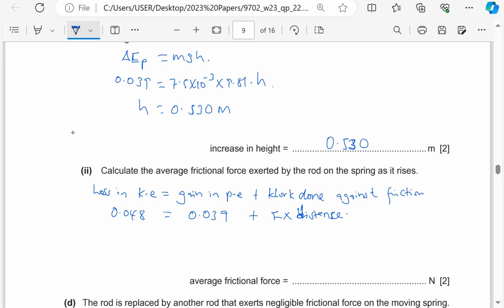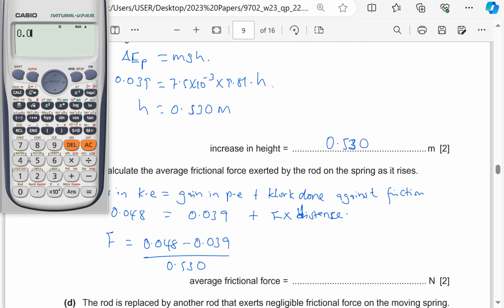So it means the force is going to be equal to 0.048 minus 0.039 divided by the distance, which is the height, 0.530. So 0.048 minus 0.039 divided by 0.530. So that is 0.0169.